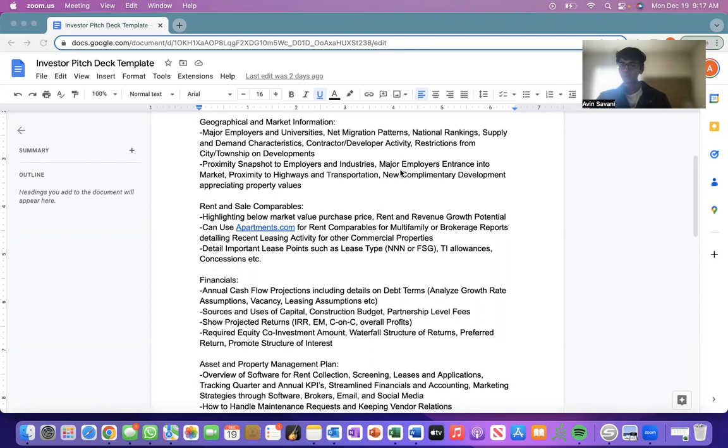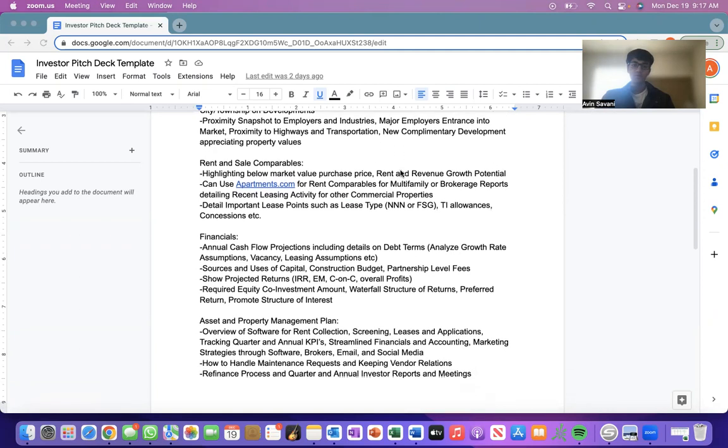It's just something that they can call home, and something that's an ease of access to a lot of different areas, right? So proximity to highways and transportation, that's really important. New complementary development, appreciating property values.